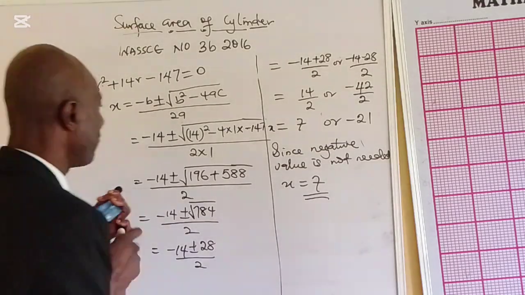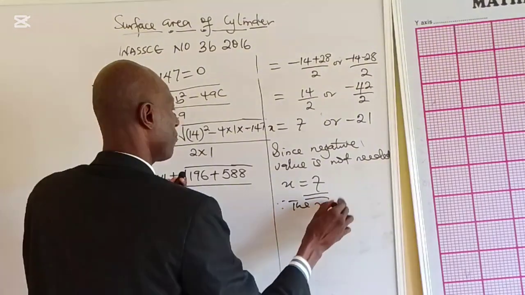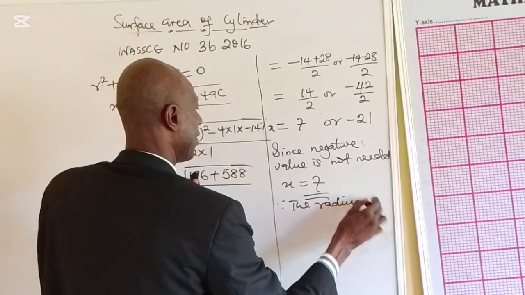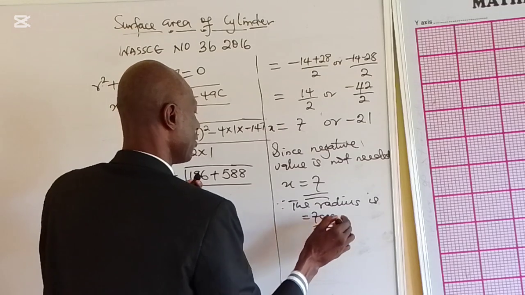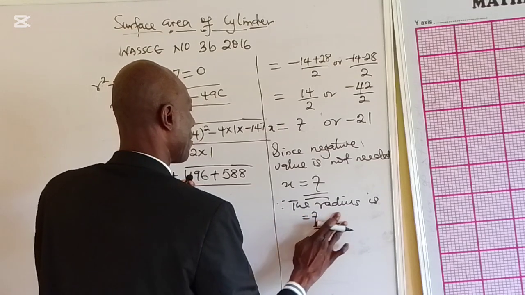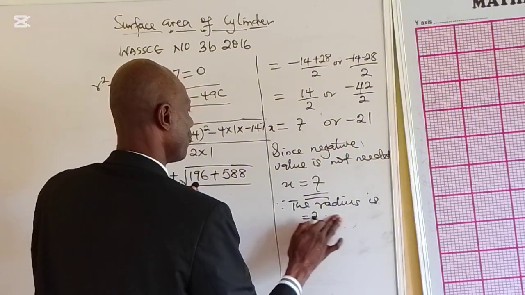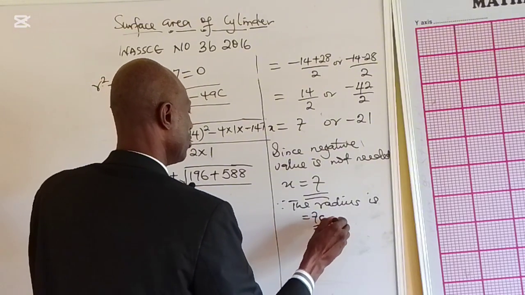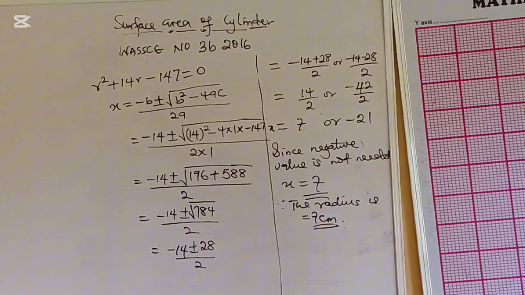So therefore, the radius is equal to 7 centimeters. If you fail to put your centimeter and you stop at 7 like this, it will give you A1 minus 1 for omission of unit. So you must work with the unit given to you. Because the unit was in centimeter squared and the height, the radius is 7 centimeters.